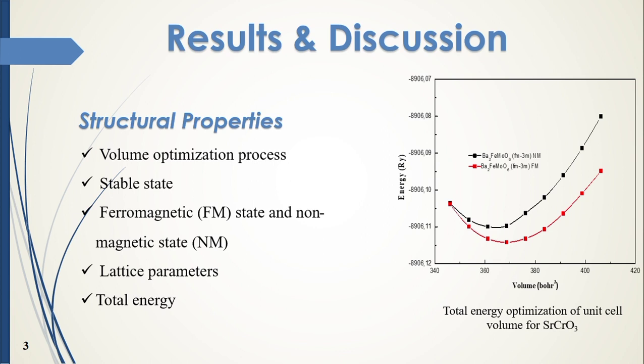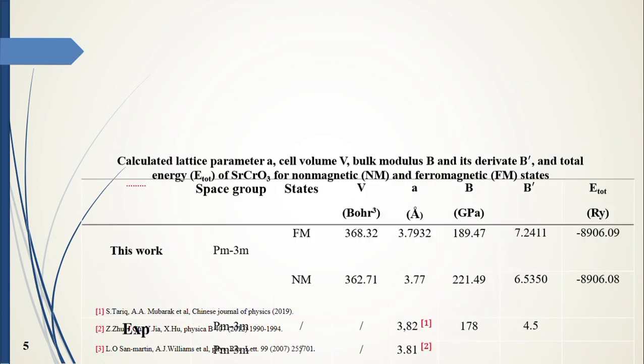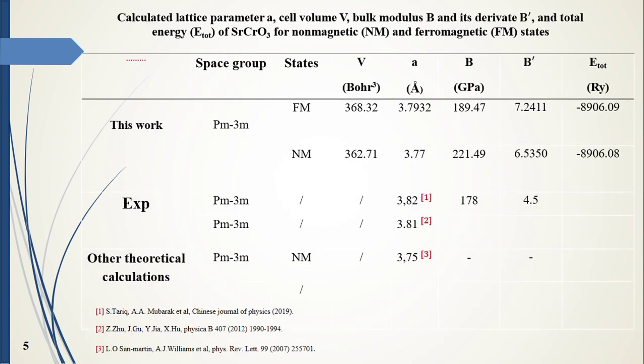The results here confirm that the stable state of this perovskite is the ferromagnetic state. The optimized lattice parameters, in addition to the bulk modulus parameters and the total energy from Murnaghan's equation of state, are summarized in this table. As we can see, the computed values are in good agreement with the experimental results and other theoretical calculations.